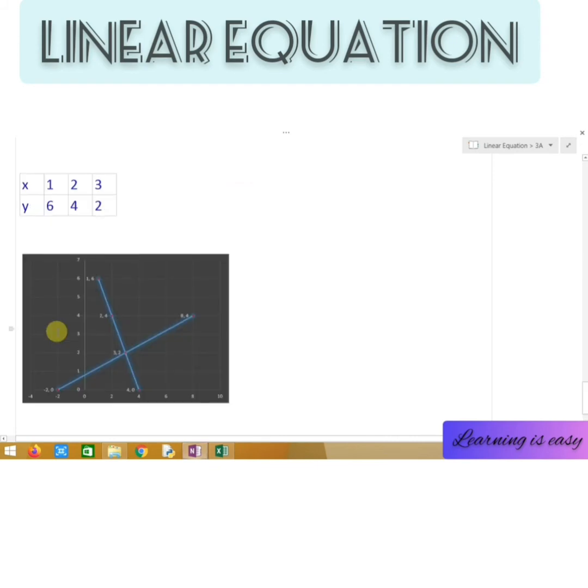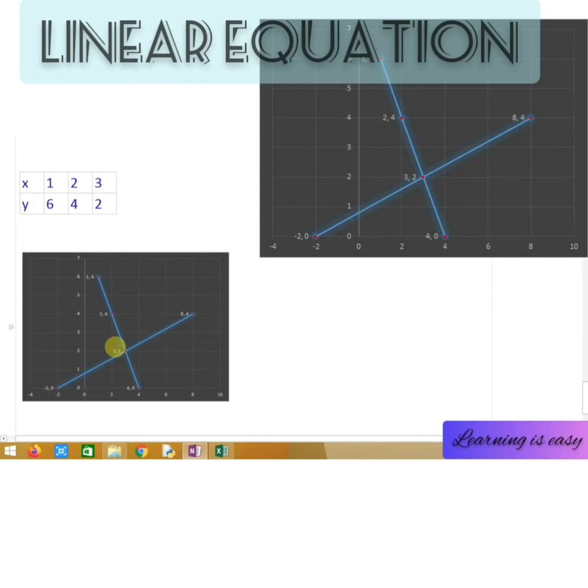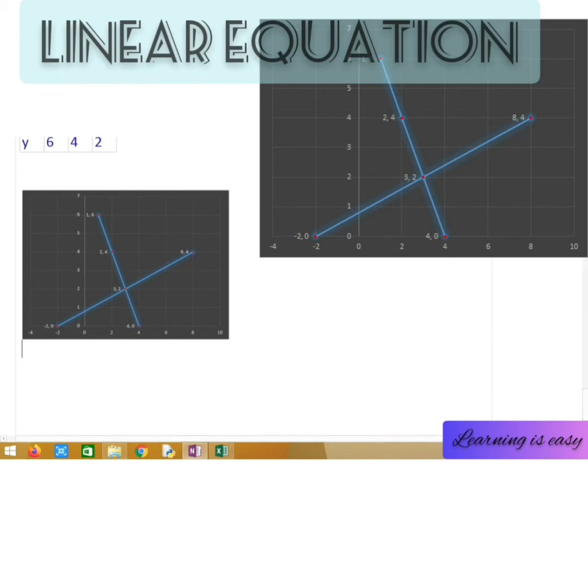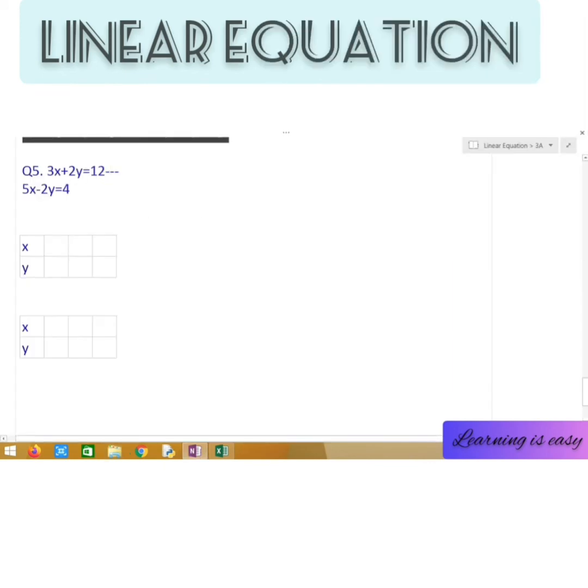So we can plot the graph with all these coordinates x and y and see where it makes the solution 3, 2. Next question 5, same way. Take 3x plus 2y equal to 12 as equation 1. Assume 5x minus 2y as equation 2.